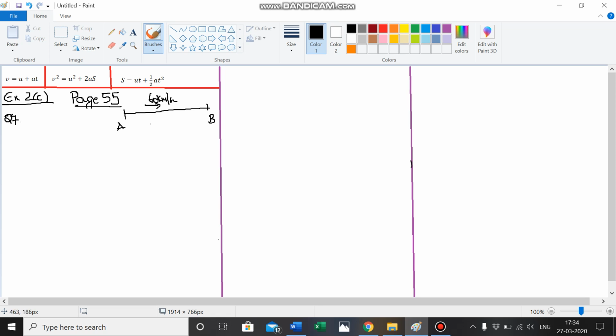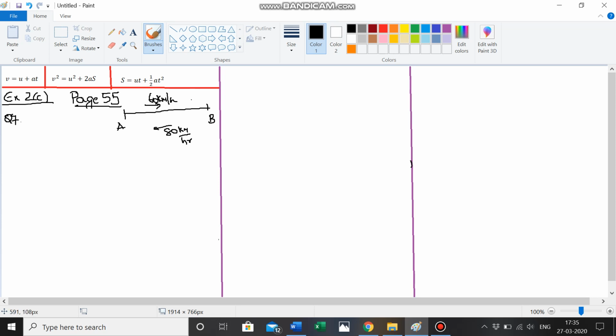And then it comes back with a speed of 80 km per hour. Find the average speed. Now, this is a question where normally you will end up making a mistake. You will take the average of the speed. Please note that this average speed is not the average of these two, but average speed will be total distance upon total time.